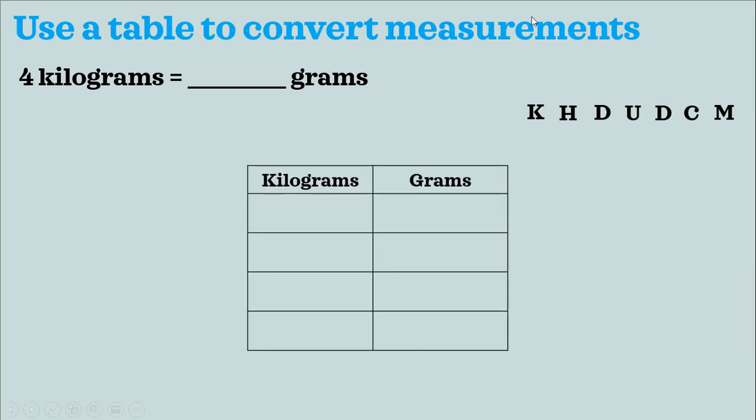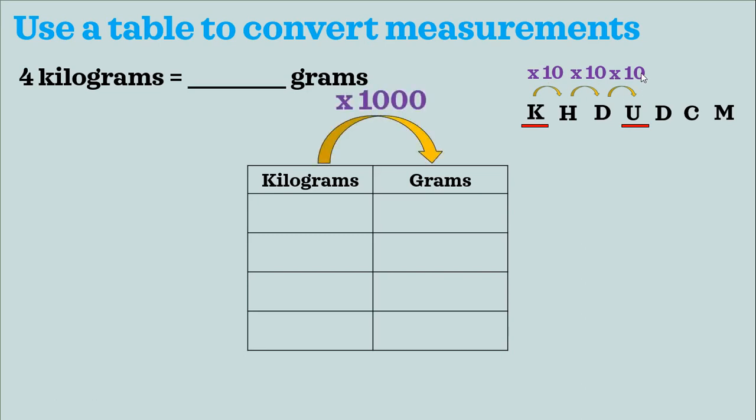We're going from kilograms, so that's why it's listed first, to grams. Grams is smaller, so we know we need more of it. We're going to be multiplying. So we're going from kilo to units. We're going to be moving over 3 places to the right. 1, 2, 3. Let's multiply 10 times 10 times 10, which is 1,000. We're multiplying kilograms times 1,000 to get the same number of grams.